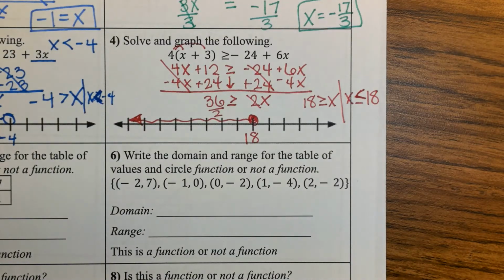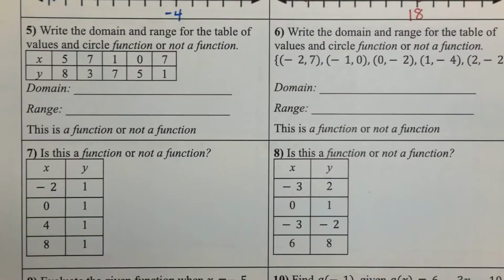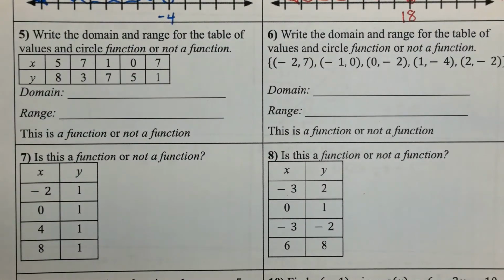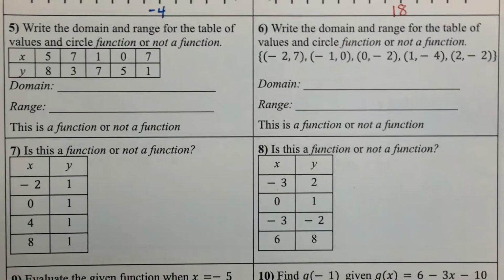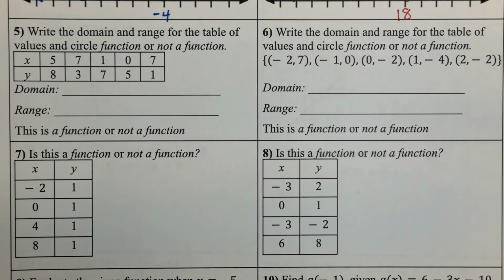So those aren't too bad. Those are just review, just more practice to get better if you're not already. Okay. Now, I have number 5. Now this is where we're getting to the stuff we learned this chapter, or unit. So 5, write the domain and range for the table of values, and then circle function or not a function.